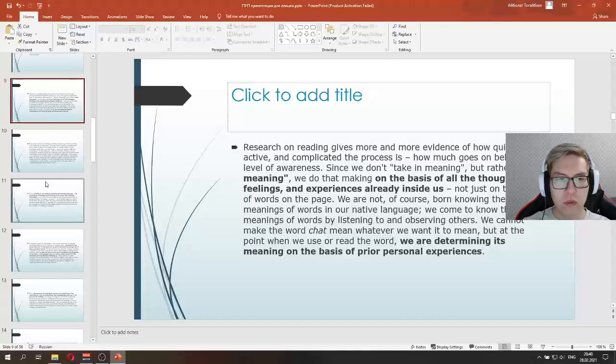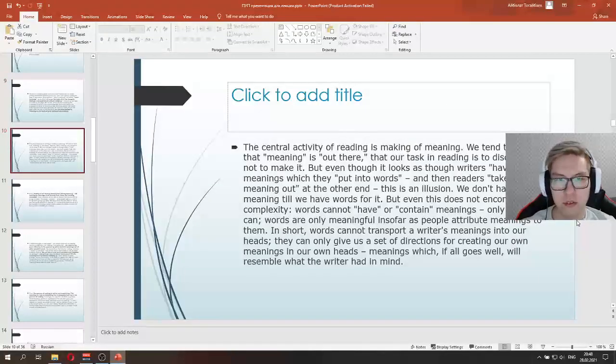We are not, of course, born knowing the meanings of words in our native language. We come to know the meanings of words by listening to and observing others. We can't make the word "chat" mean whatever we want it to mean, but at this point when we use or read the word, we are determining its meaning on the basis of prior personal experiences.